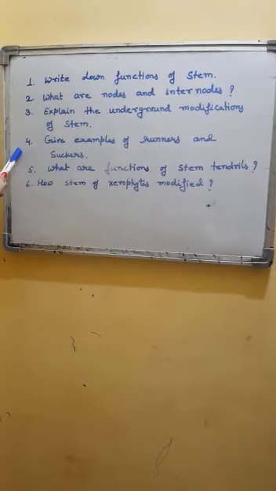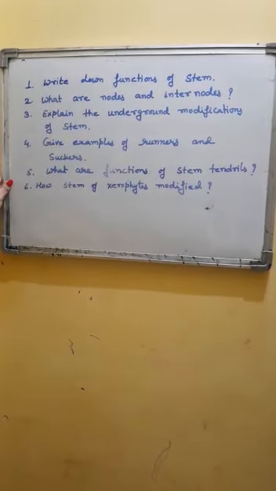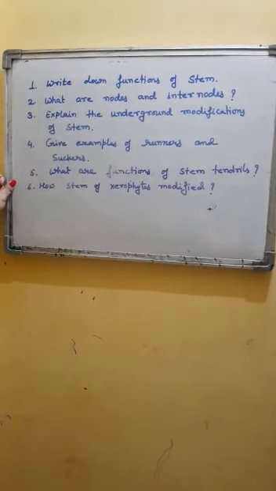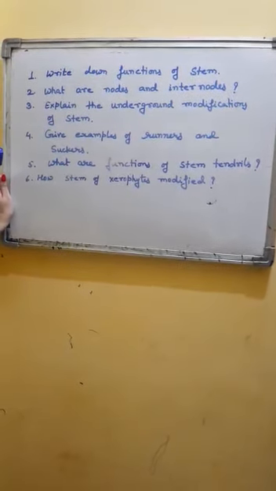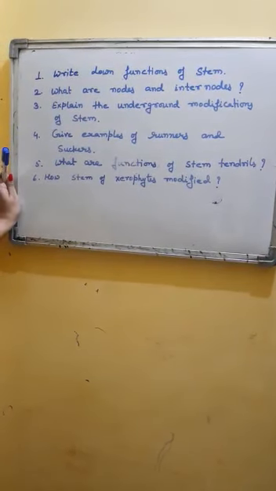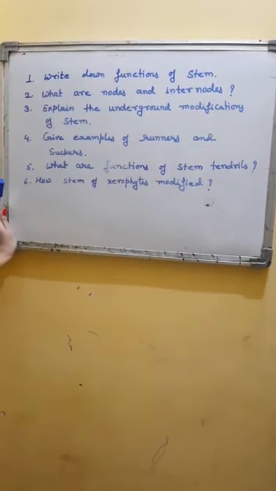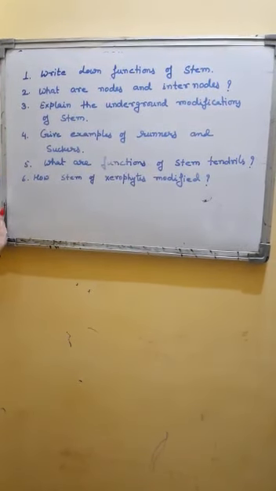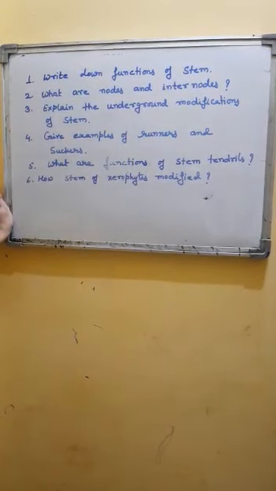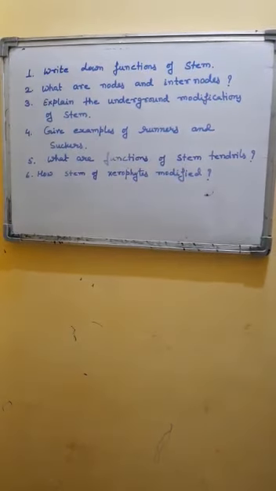In the fourth question, you have to give examples of runners and suckers. Fifth question, what are functions of stem tendril? Stem tendril is a type of stem modification. So you will tell the functions, why it is modified, for performing which function, and also you will give the examples. And the sixth question is, how is the stem of xerophytes modified? There is a special modification which is seen in xerophytic plants. You have to name that and you will tell why it is modified so, and also you will give examples.